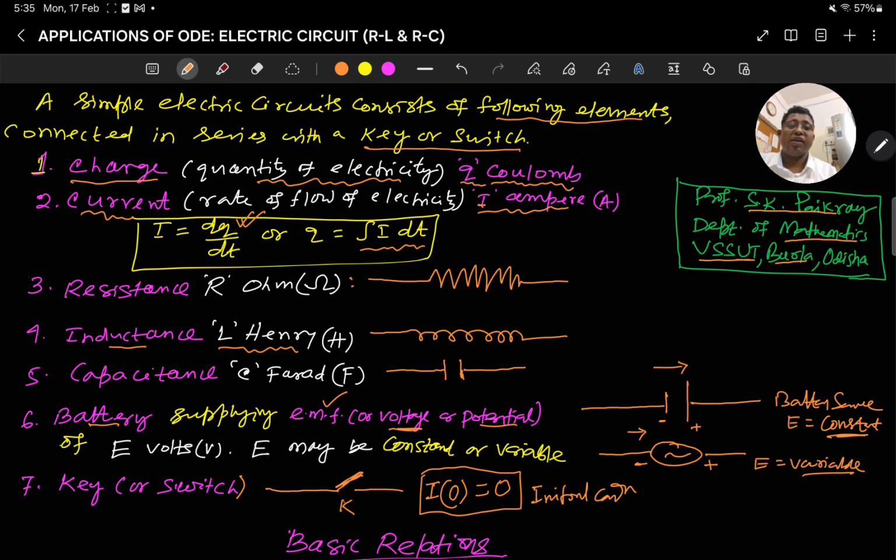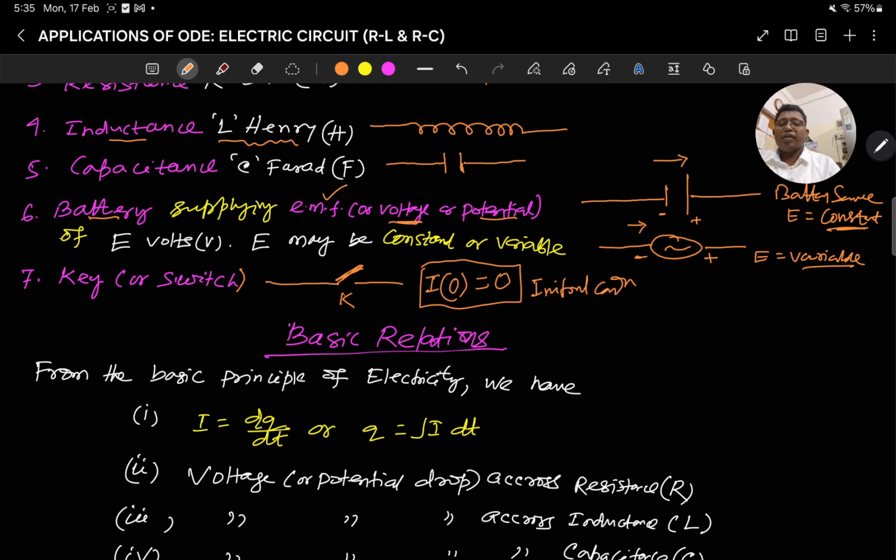Without much delay, let us now discuss the basic relations among these elements. As I have mentioned, from the basic principle of electricity, I have already told the relation between I and Q.